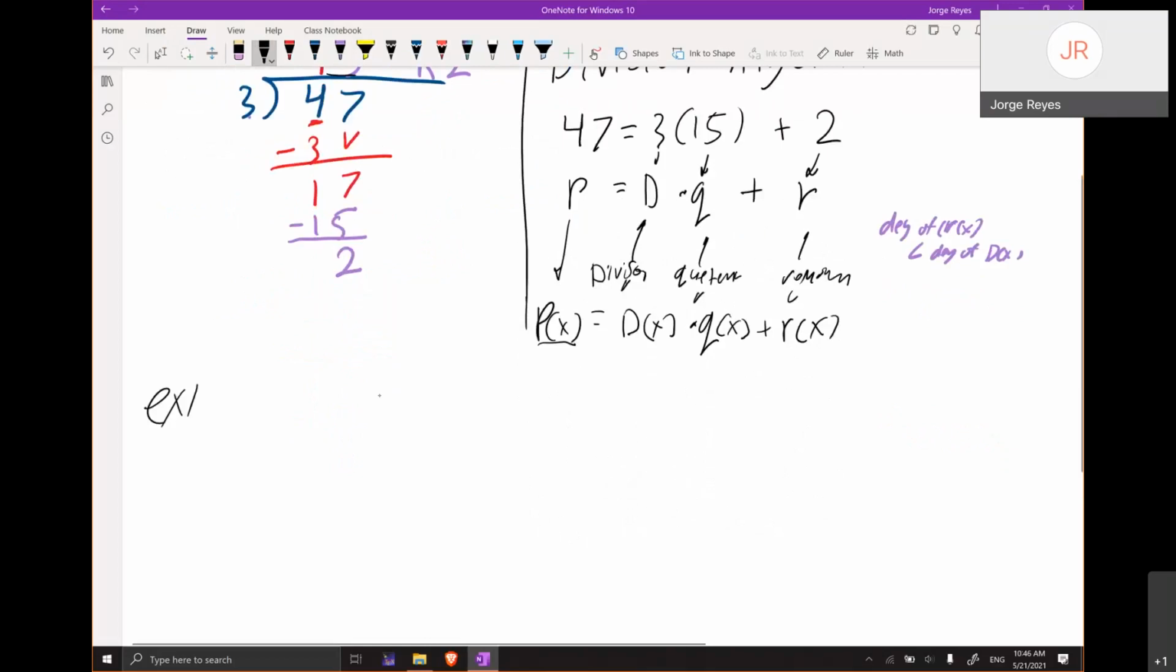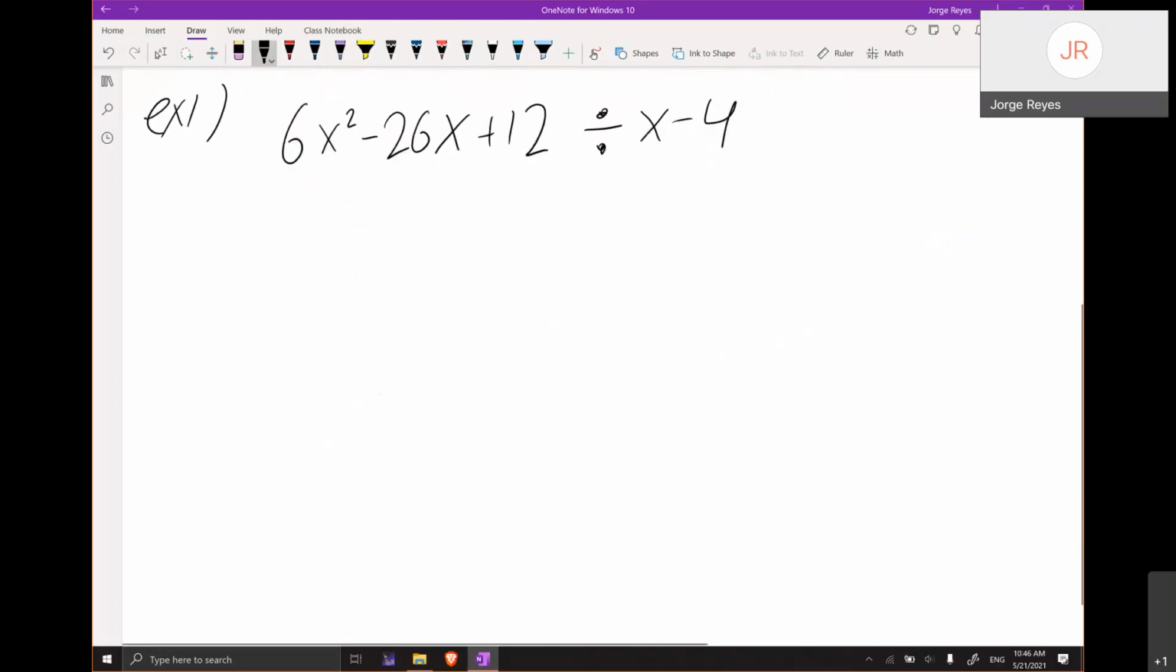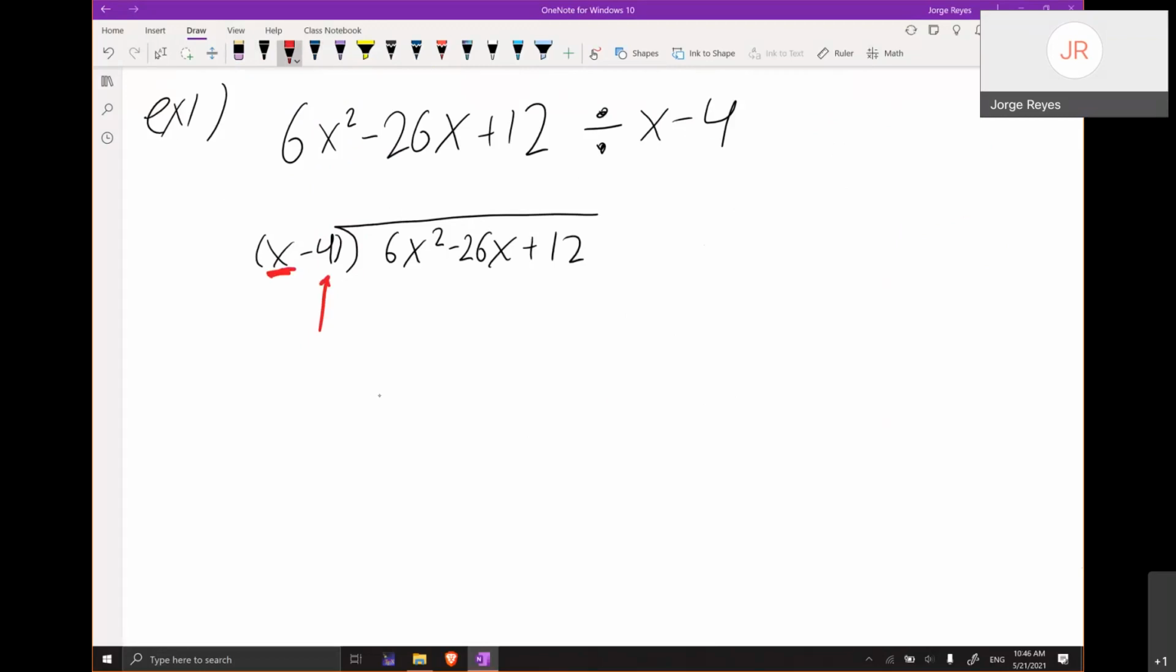So, example 1. I'm going to have 6x squared minus 26x plus 12 divided by x minus 4. So we set this up in the long division setup. x minus 4 goes here because that's what we're dividing by. 6x squared minus 26x plus 12 goes in there. And so we do the same thing. We really only care about the x. This minus 4 is just going to tag along for the ride.